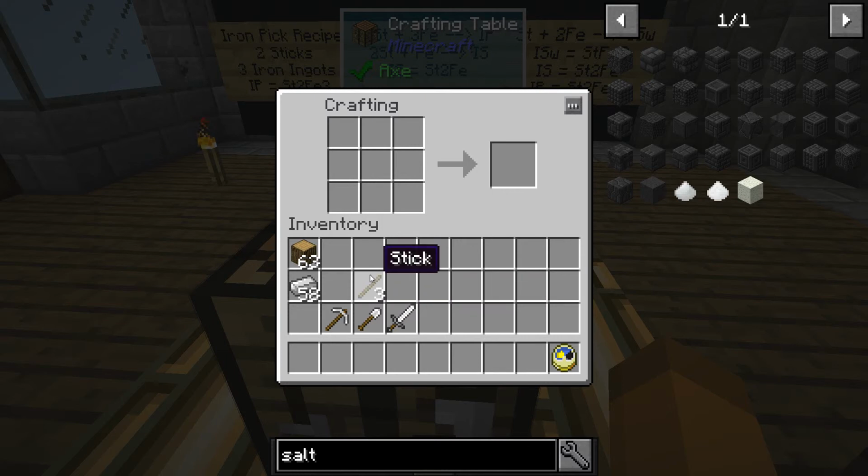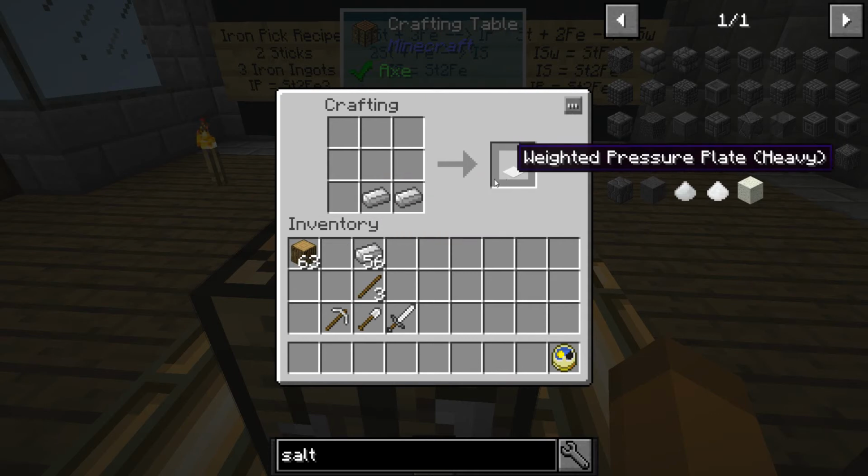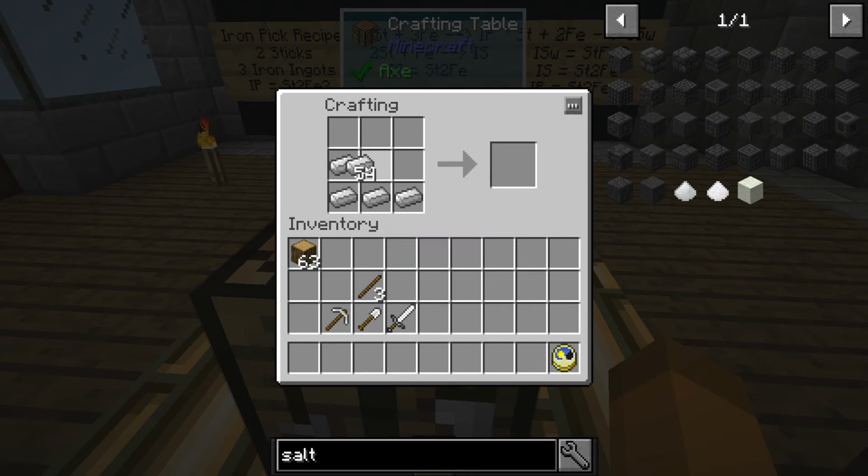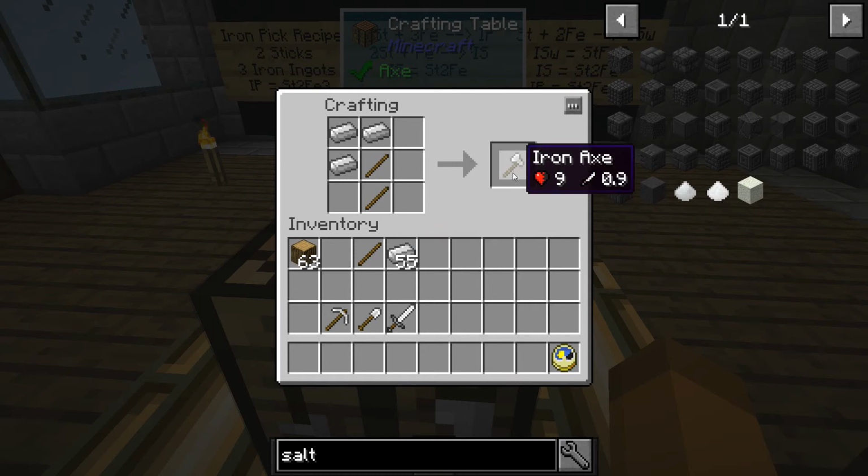Nonetheless, we can continue putting iron in different arrangements to get other stuff. For example, we can put 2 iron atoms this way to make a weighted pressure plate. We can put 6 iron atoms like this to get iron bars. So there we go, 5 makes a helmet. And this brings up an interesting point. What is the chemical formula of an iron axe?